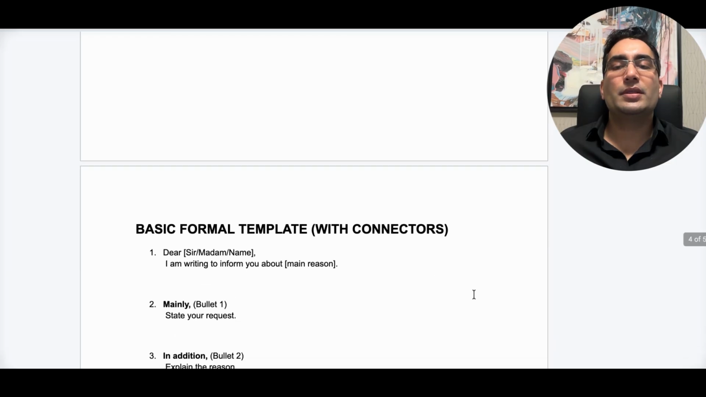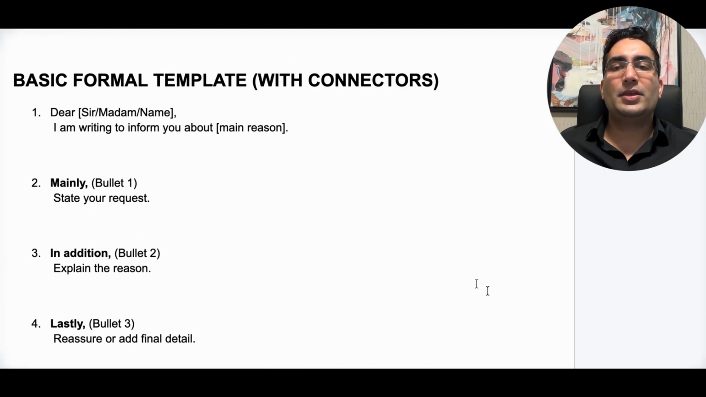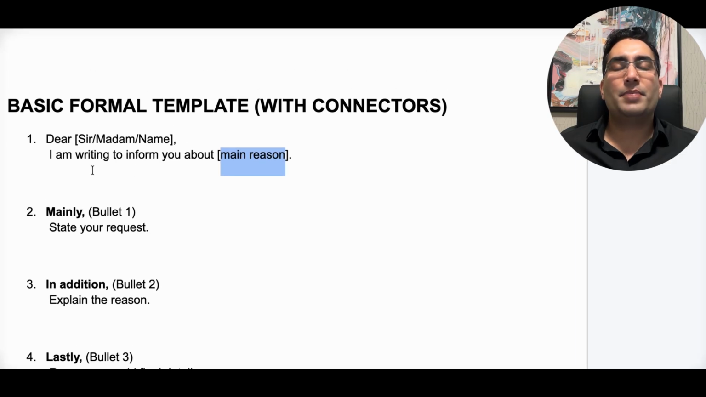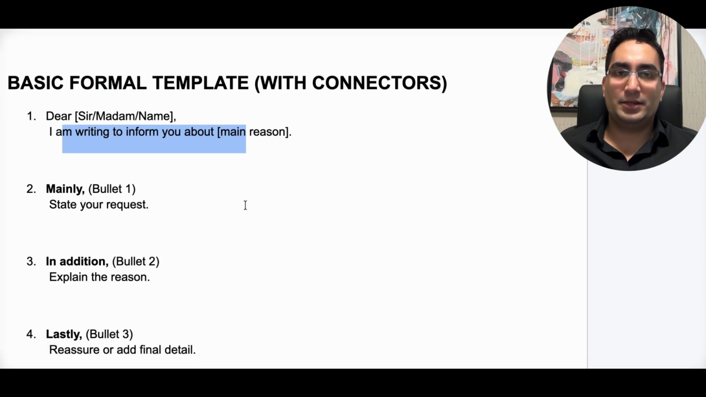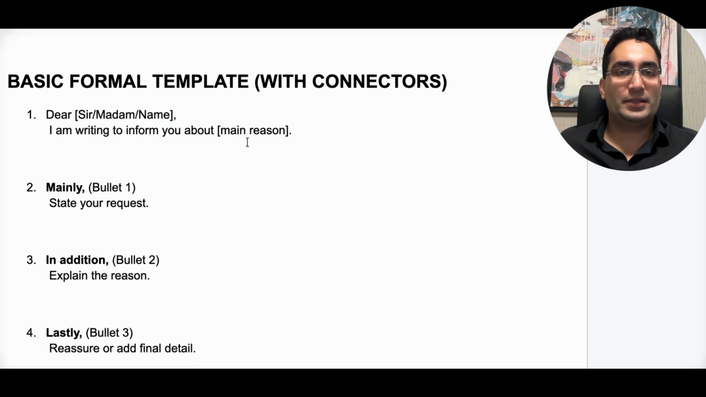Let's move on to the formal template, and here you have the start with dear. You could use sir, madam, or the name, but if you do use the name, make sure to put Mr. or Miss with it. Sometimes based on the context, you can also say dear hiring manager, like you can use their job title as well. I'm writing to inform you about, and put your main reason here. So you see the big difference that we have in paragraph 1 from formal to informal emails is here in the formal template, you give the reason right away in the intro. Okay, so the reason goes right at the start.